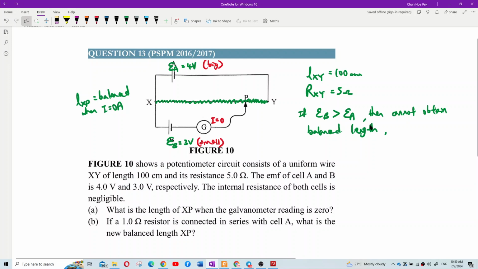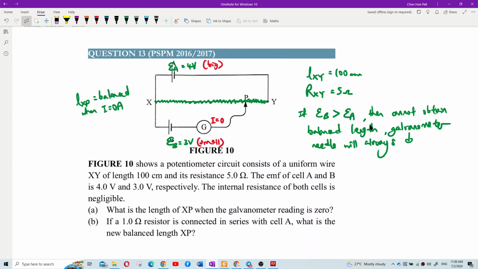What will happen is the galvanometer needle will always deflect to one side. Okay. The galvanometer reading will always deflect to one side. Yeah. Cannot get zero current. Cannot get current equal to 0 ampere.